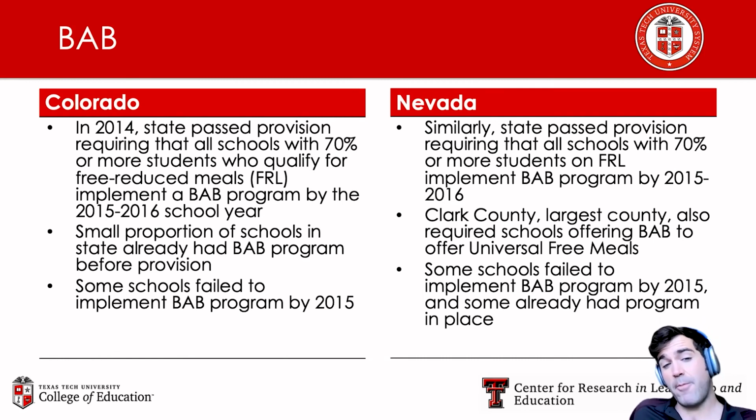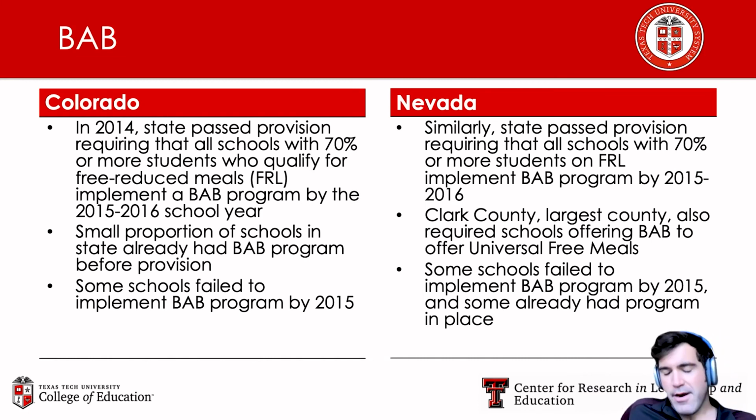Now, there were a small proportion of schools that already had the breakfast after the bell program, and some schools failed to implement the program. Now, this happened in both states. Both states adopted this, that all schools that met that 70% eligibility threshold had to adopt this program by 2015-2016.